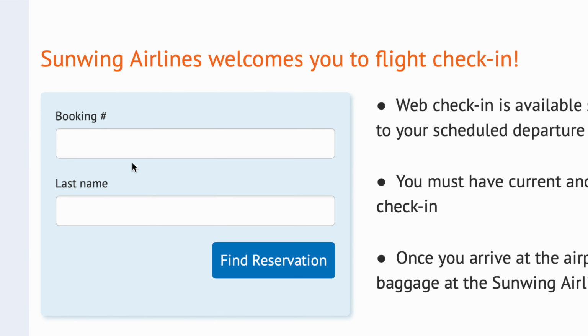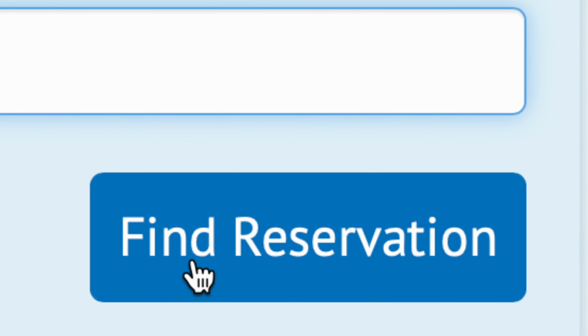So for example, some people have two last names. That's rare, but it happens. Put them both. Usually just the one doesn't work, but it could, so try both ways. And your booking number should be on your booking confirmation. Once you put that information in, just tap on Find Reservation. It's going to be on the bottom right inside, Find Reservation.